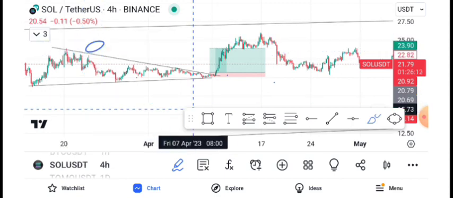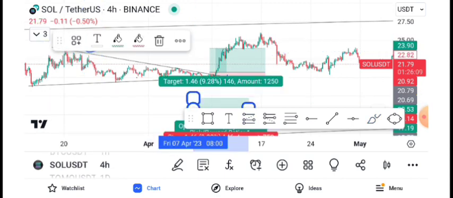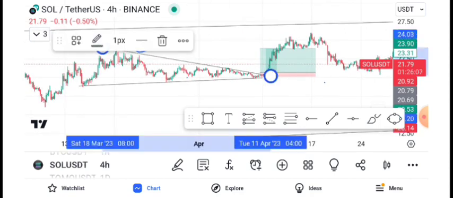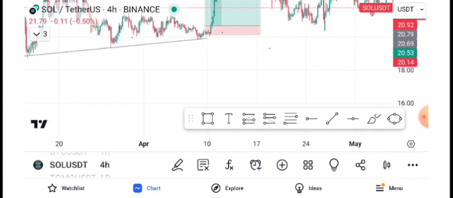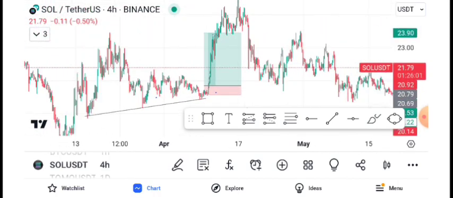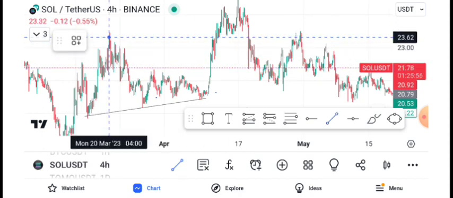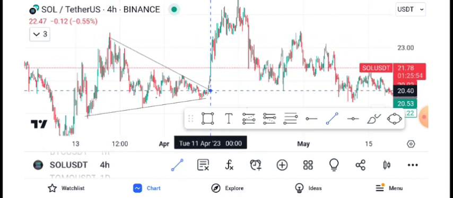Set your stop loss there. It's our previous high. Set your stop loss, take profit there, pull TP hit, as you already see. So this is how to trade. This is how to trace angles. Angle is simple.